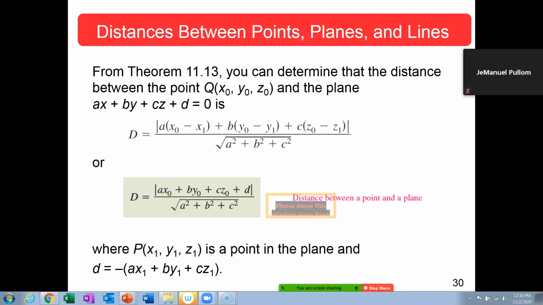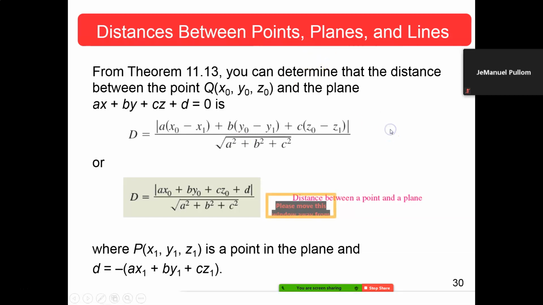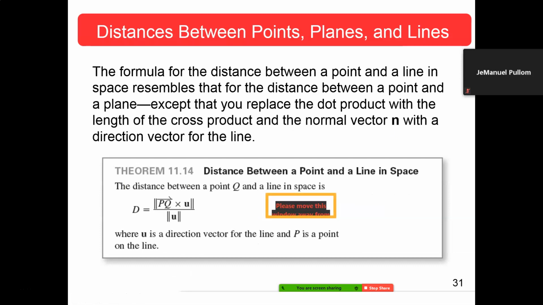Okay, now let me see, it won't advance. Let me click on the slide again. Okay, that formula for the distance between a point and a line in space resembles that for the distance between a point and a plane, except that you replace the dot product with the length of the cross product and the normal vector with the direction vector for the line. Lots of substitution there. So here's Theorem 11.14, the distance between a point and a line in space.